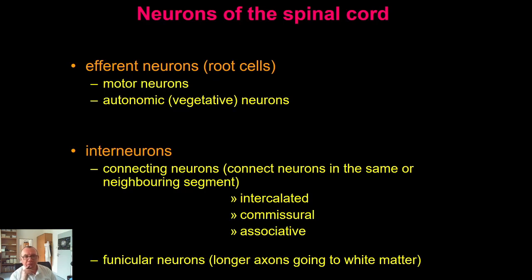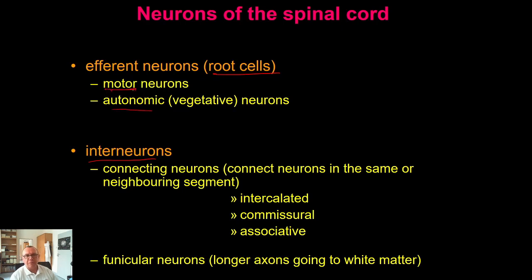The spinal cord contains two families of neurons. It contains efferent neurons, which also can be called root cells, and interneurons. Maybe you are surprised why not also afferent neurons, but I explain it later. They are really not situated in the spinal cord but in spinal ganglia, and they send only their axons, only the central branches of axons to the spinal cord. Efferent neurons can be motor or autonomic.